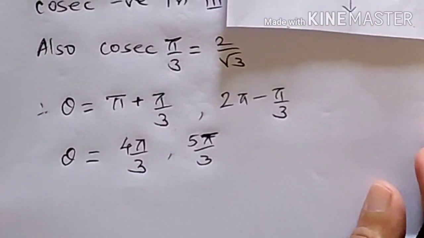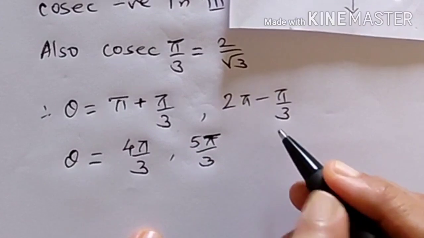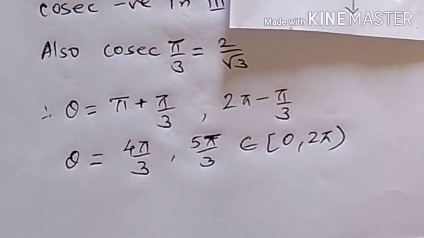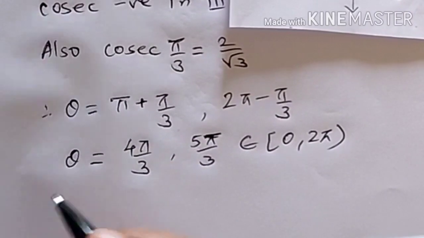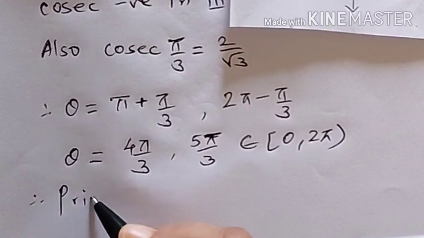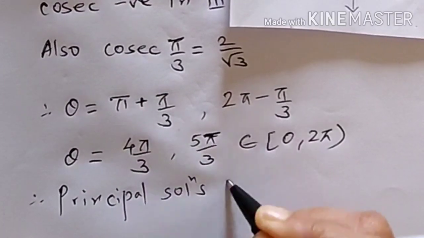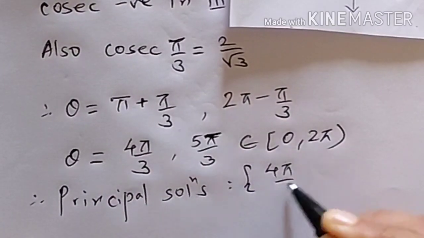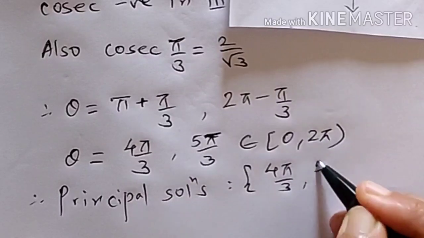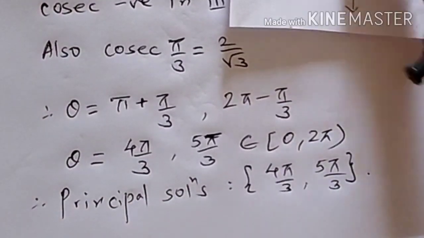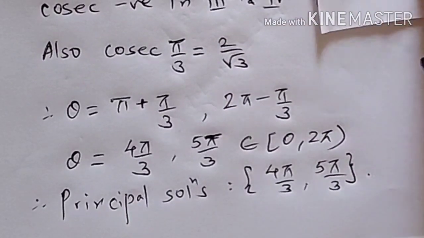And you'll observe that both this 4 pi by 3 and 5 pi by 3 belong to the interval 0 to 2 pi. Therefore, principal solutions for this equation are 4 pi by 3 and 5 pi by 3. These are the possible values for theta.